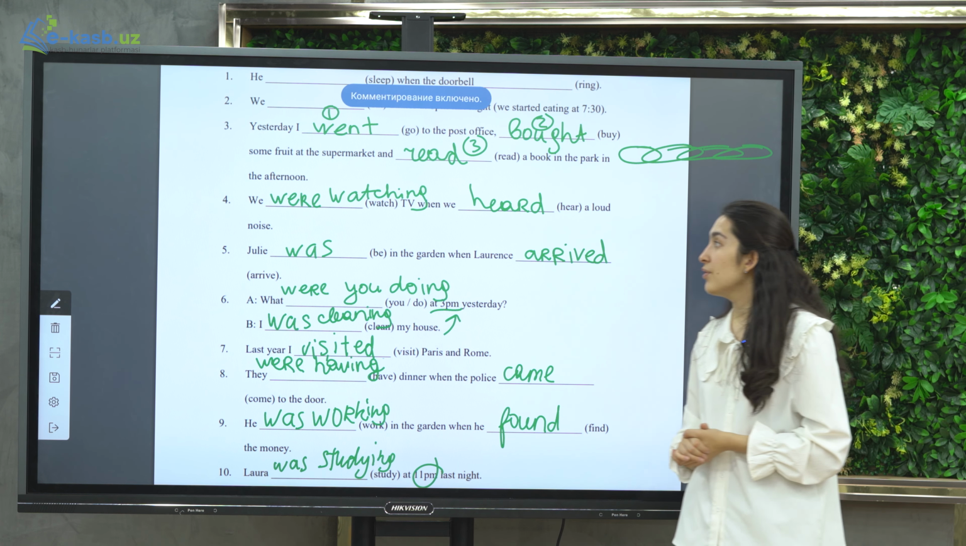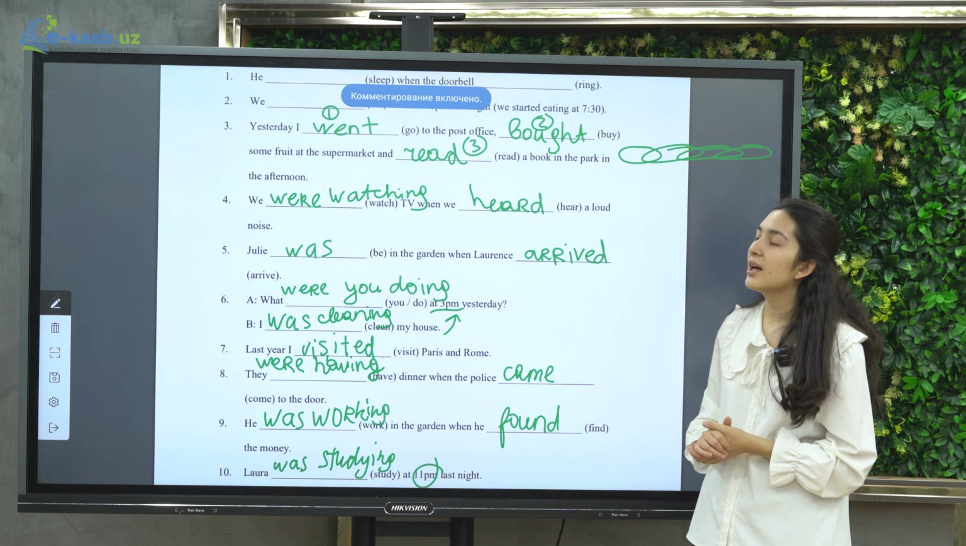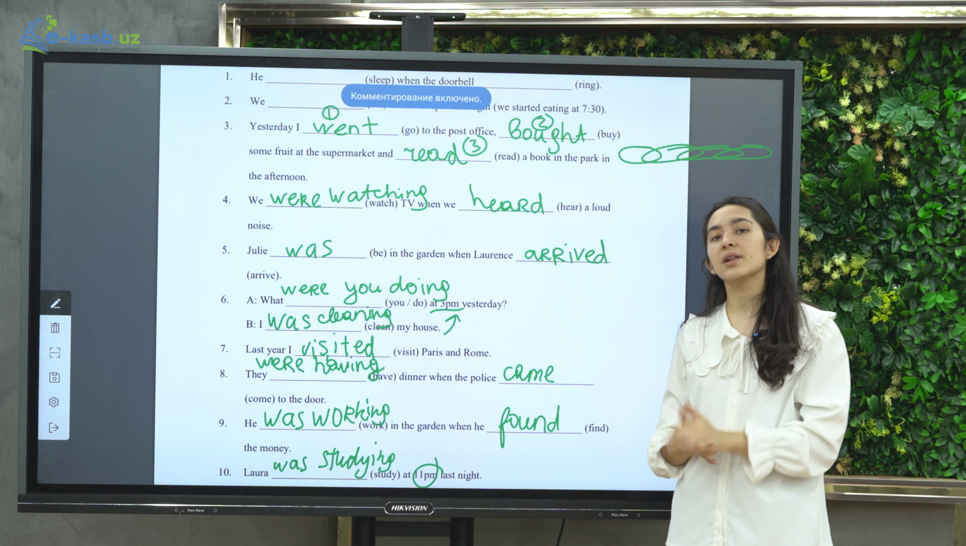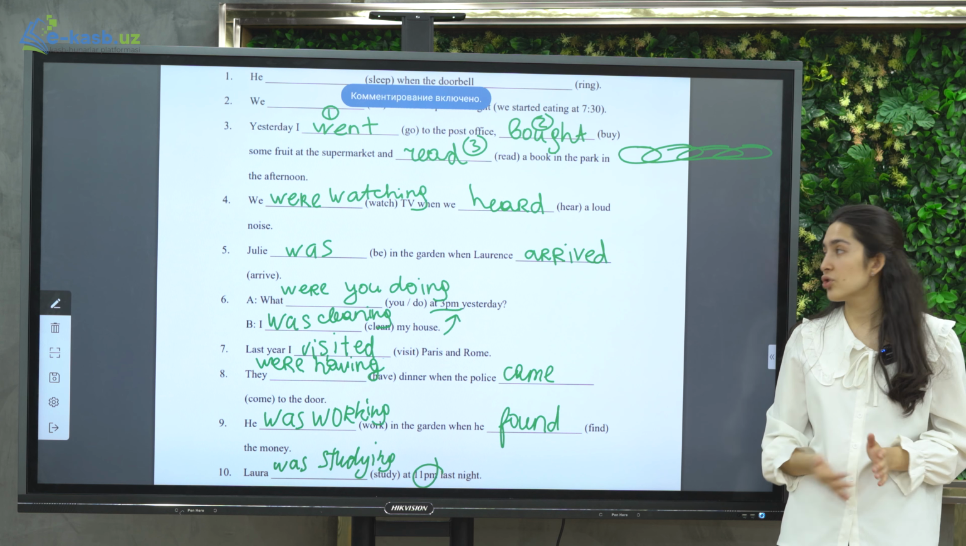First sentence, we were watching TV when we heard a loud noise. So we were watching, this is a long action. We heard a loud noise, this is a quick or short action.